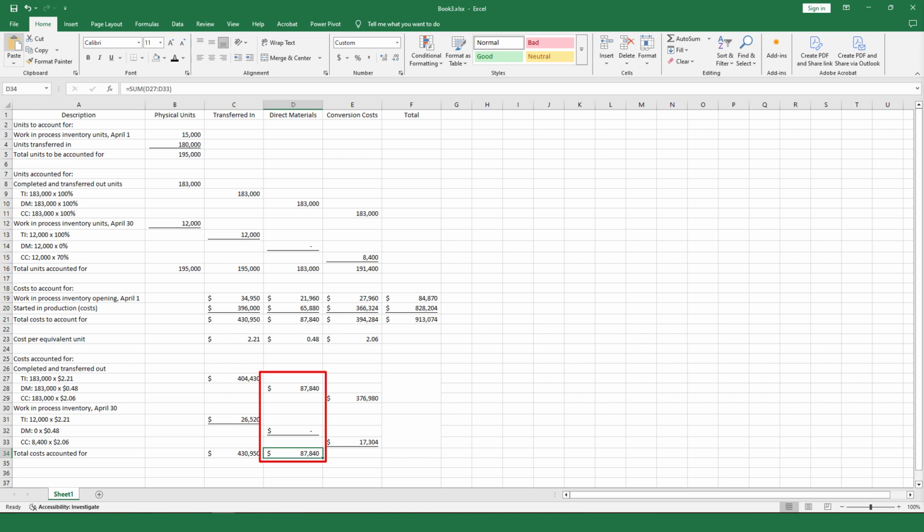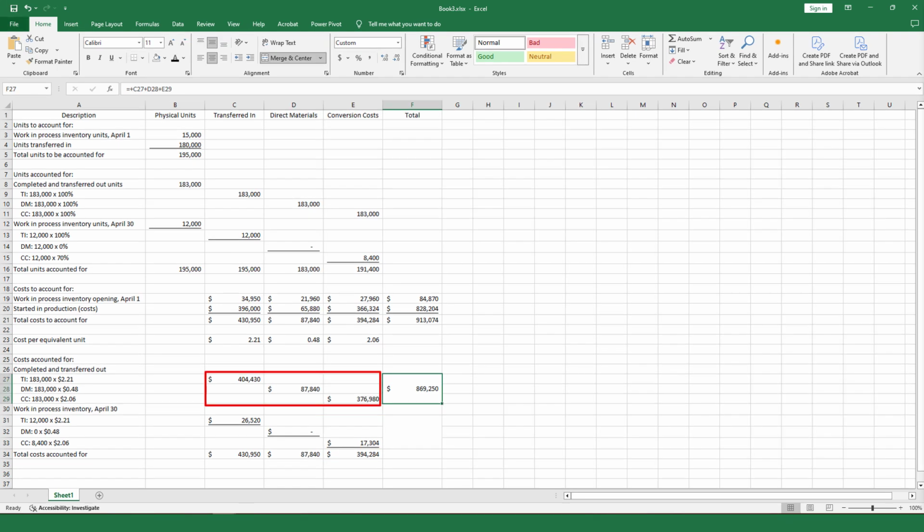For column D, direct materials, $87,840 plus 0 is equal to $87,840. Again, notice that this amount is identical to the total cost to account for. For column E, conversion costs, $376,980 plus $17,304 is equal to $394,284, which is again identical to the total cost to account for, as they should be.